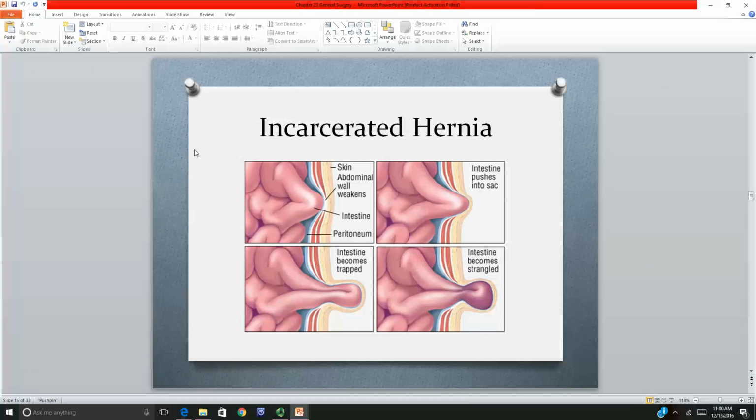Strangulated or incarcerated is when the tissue that is protruding from the hernia becomes swollen and squeezed. Immediate surgery is required so that the tissue does not lose blood supply and die. It's called ischemia and necrosis.